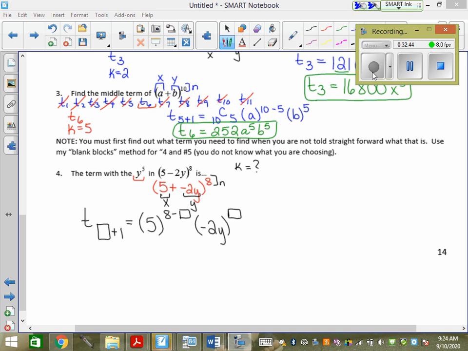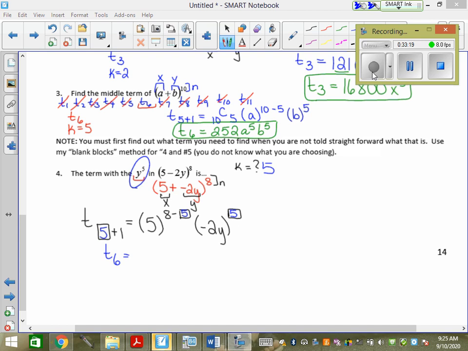Once I lay it out that way, it's a lot easier to determine what k should be. What might you think k should be? I need a y to the 5. Where's the only place I have a y? In the second bracket. It's a y to the 1. So what would the box need to be? 5. So I actually just found out what k is. K is 5. So this is 5, this is 5, this is 5. And what did they indirectly make me find? Term 6.